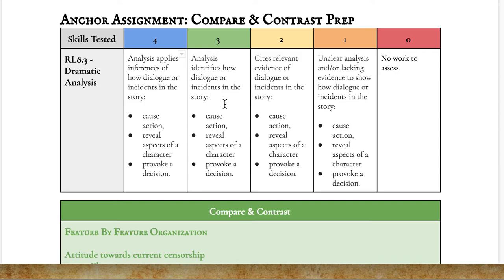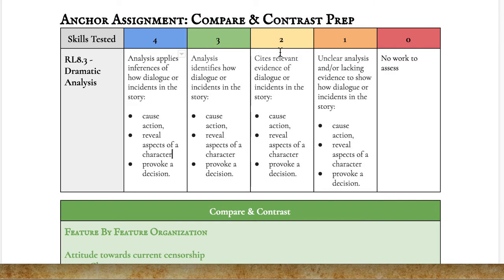Then number 3 just says analysis identifies how dialogue or incidents work in a story. The thing that's missing to make this a 3 and not a 4 is the inferences that you're applying. So maybe you identify exactly what happens in the book, but you aren't really saying, because this happens, I think that this might happen, or I think that the character feels this way. You're going to see some analysis that uses inferences in an example later in this video, but just know it's the difference between a character just coming out and saying what they think versus using evidence about a character to help figure out what they think.